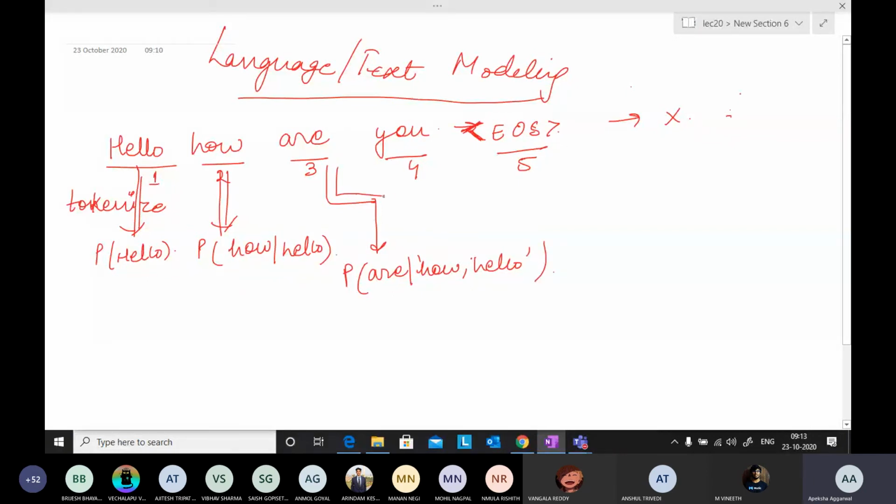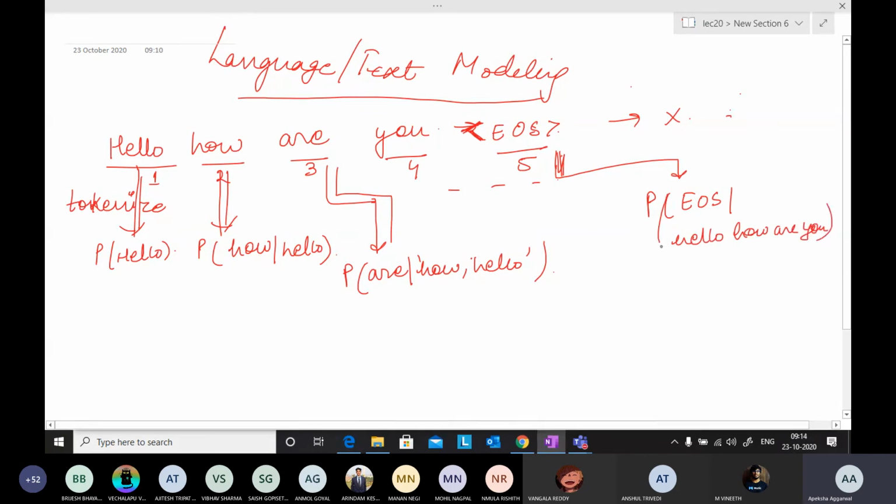Okay, over here similarly and so on. So for the fifth word, the final end of the sentence at this point, the final probability would be P of AOS given the probability of hello, how are you? So if I multiply all these probabilities, the first one multiplied by the second, third, fourth and fifth, I will get the final probability of occurrence of this whole sentence.